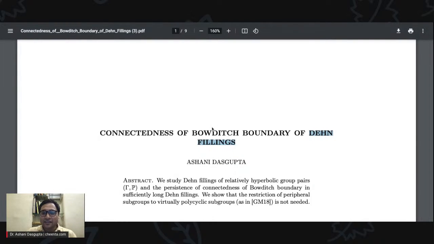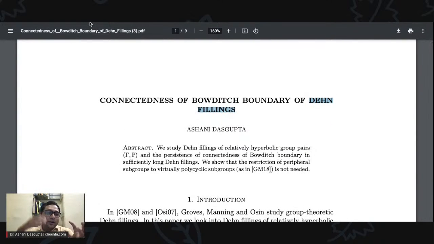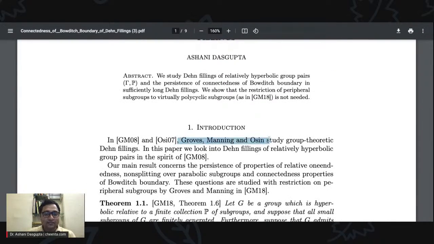It's a very interesting story. There are geometric Dehn fillings; you can look into the work of Thurston, for example. And there are group theoretic Dehn fillings, which have been studied by people like Groves, Manning, and Osin. I will just put the papers' links in the description so that you can look into the associated literature. So what they essentially do is quotient out these peripheral subgroups.